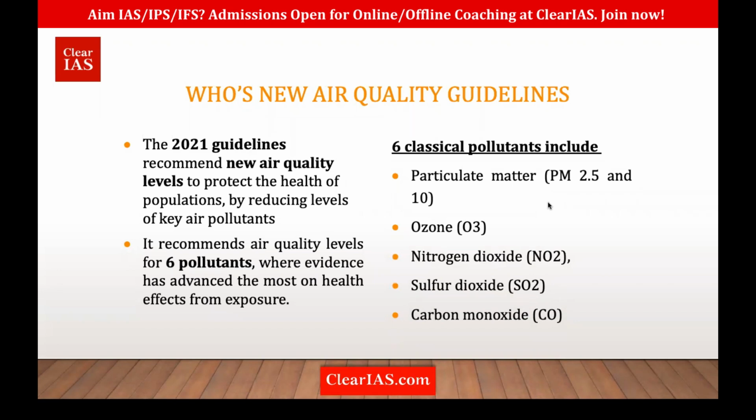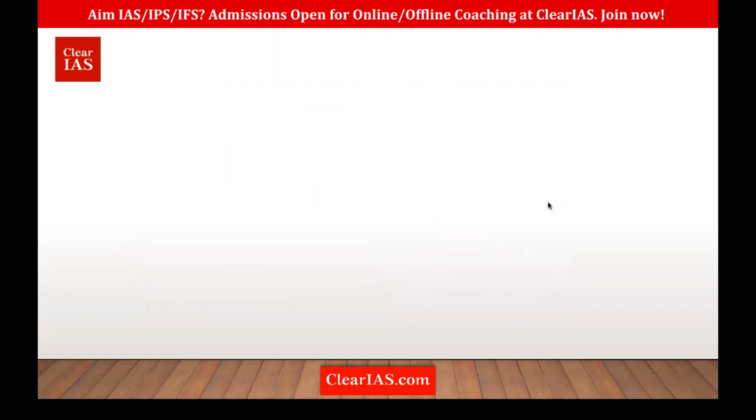Most of the air quality standards measure at least these 6 pollutants. So we have PM 2.5, PM 10, then nitrogen dioxide and sulfur dioxide, then ozone and carbon monoxide. So this is WHO's new air quality standards.